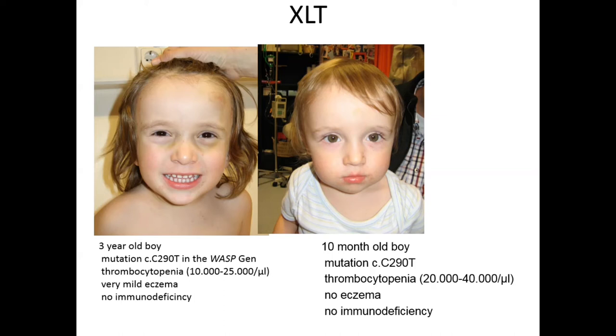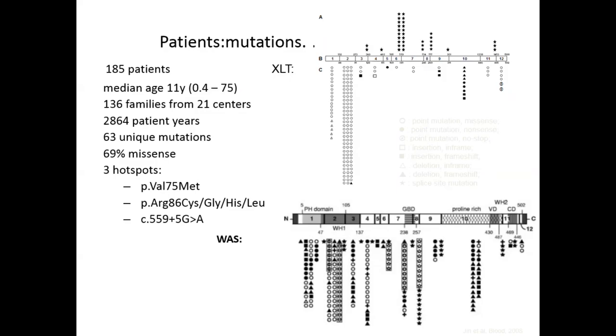The other phenotype, in addition to the classic Wiskott-Aldrich, is the so-called X-linked thrombocytopenia, and these are patients from Dr. Albert in Munich. You can see two brothers. They have the same mutation, 3 years ten months old. They have this amino acid substitution. They have thrombocytopenia, very little or no eczema, and no immunodeficiency. A very mild form of Wiskott-Aldrich syndrome.